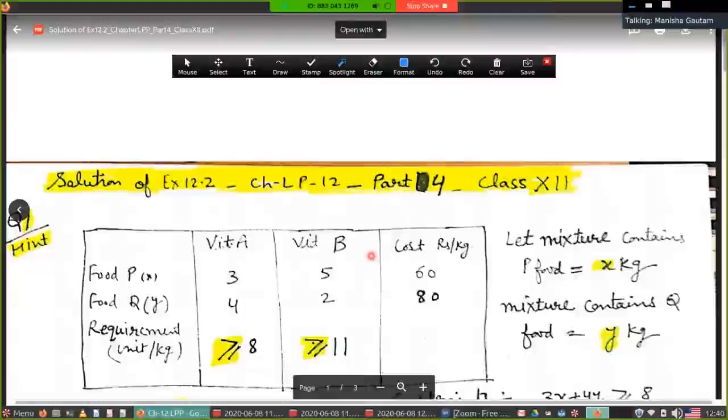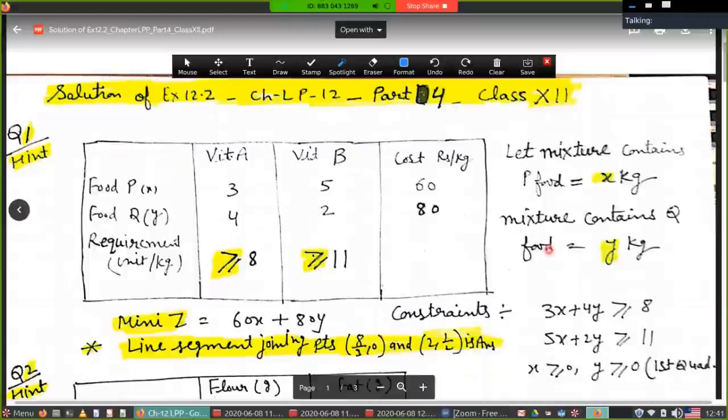Today, I'll give you hints for exercise 12.2 of the chapter LPP. Open the book and read the statement; word problems are there. I have framed a brief of each question in the table, and you have to just read the statement from your book and try to understand the questions which are given in word form.